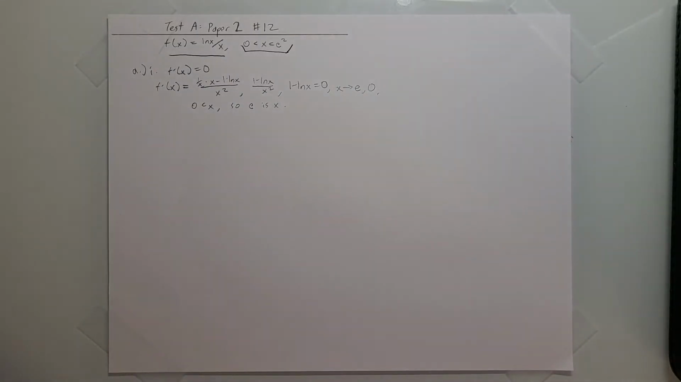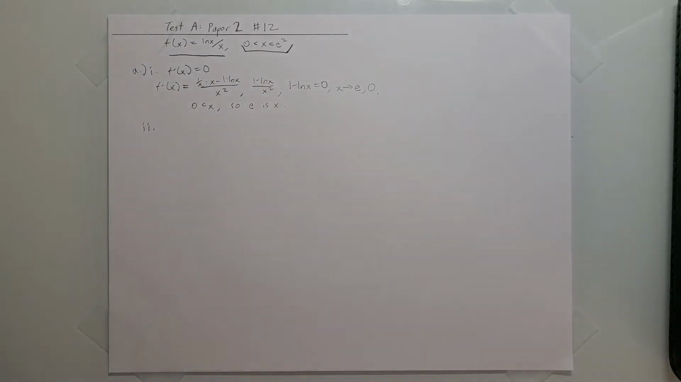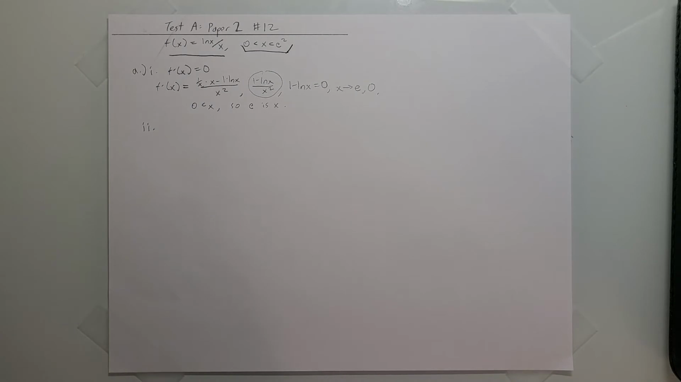Okay, now part 2. Hence show that the graph of f has a local maximum. So let's define what a local maximum is. A local maximum is a point where the slope of the graph changes from increasing to decreasing. So it goes up and then it goes back down. Now, how can we determine this?